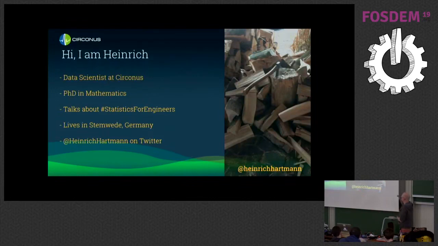So, something more about me. My name is Heinrich. I'm a data scientist at Circonus. I originally come from mathematics. And recently I talked a lot about statistics for engineers, so kind of being a mathematician entering the IT operations monitoring domain. This is what I was talking about, like what percentiles are and how you apply them correctly. I moved to the countryside in Germany so that I can chop more firewood myself. And yeah, I'm Heinrich Hartmann on Twitter if you want to follow me around.